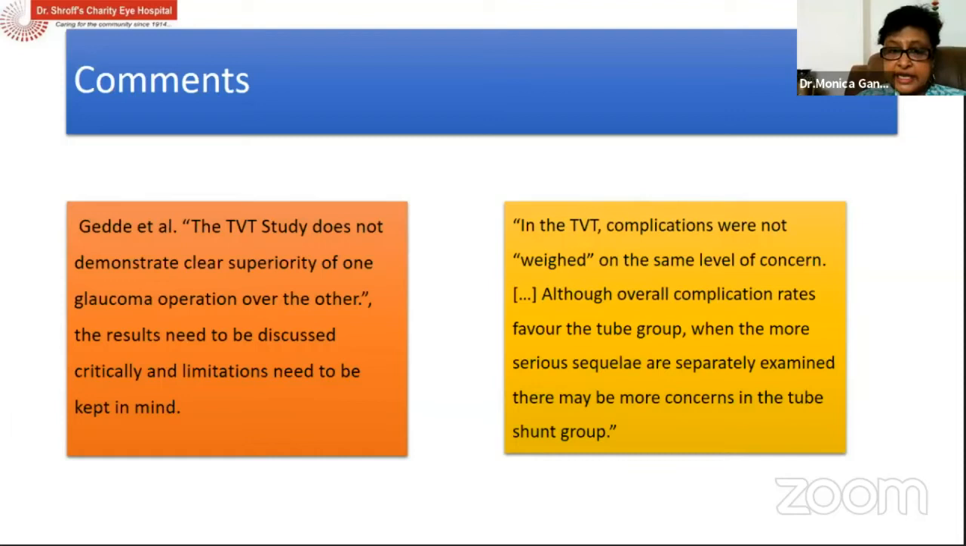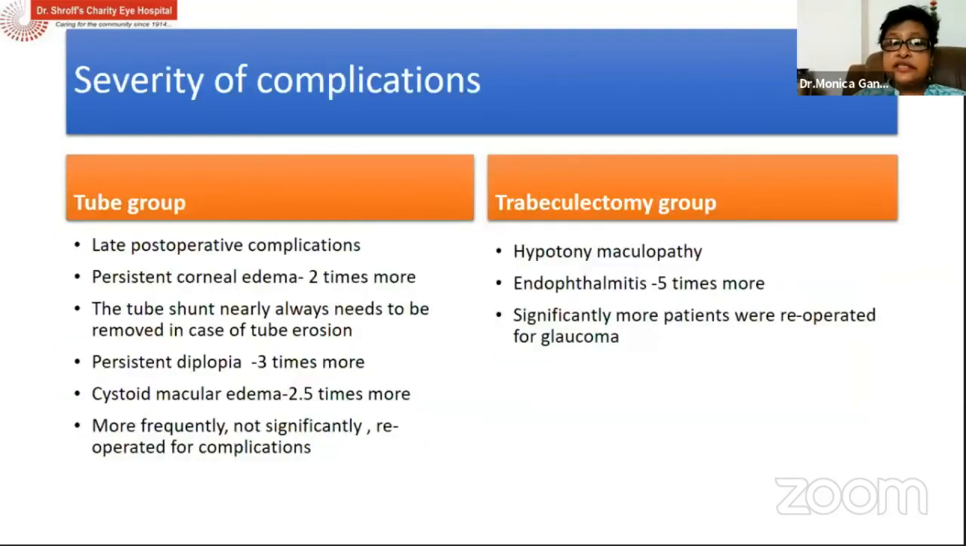And what we need to understand is that the complications, statistically, you would see higher numbers in the trabeculectomy, but the seriousness of the complications was more in the tube group. So you had two times more persistent corneal edema. The tube shunt, if it requires to be removed in cases of tube erosion, it has to be removed. Persistent diplopia was more, CME was more, and more frequently, though not statistically significant, reoperations. The trabeculectomy group had its own share of complications.